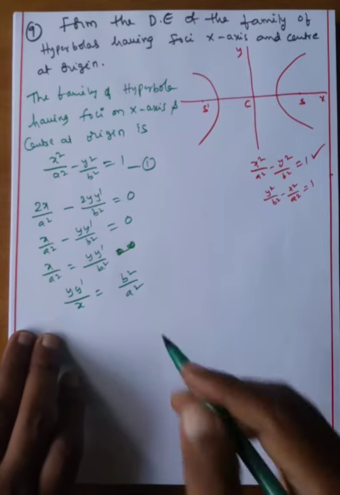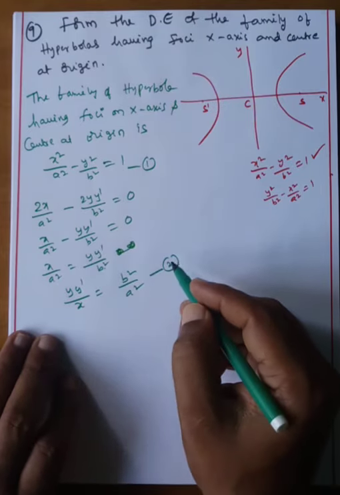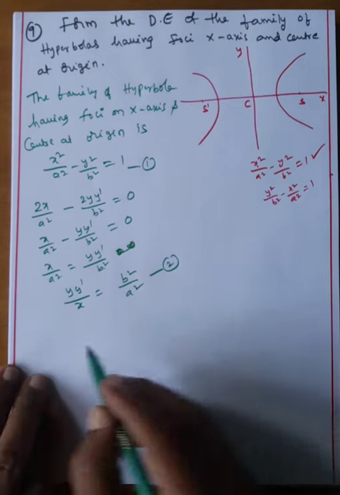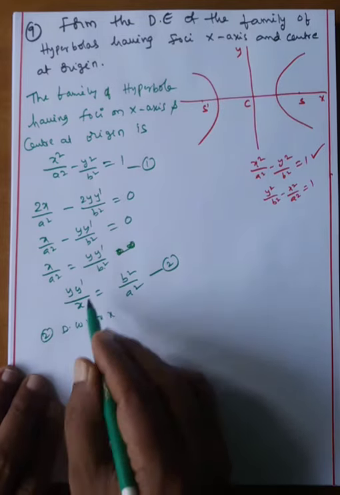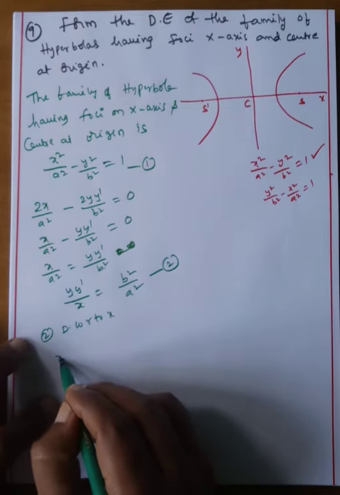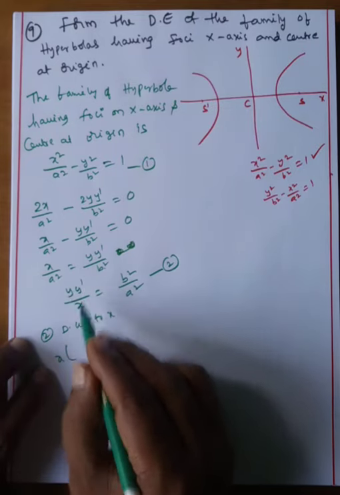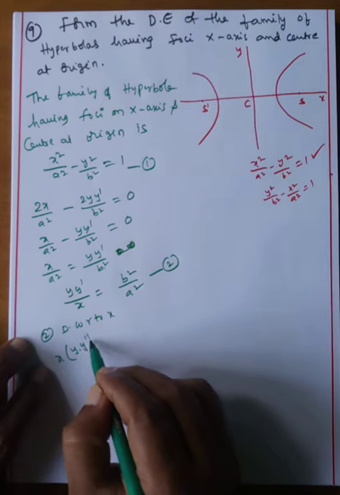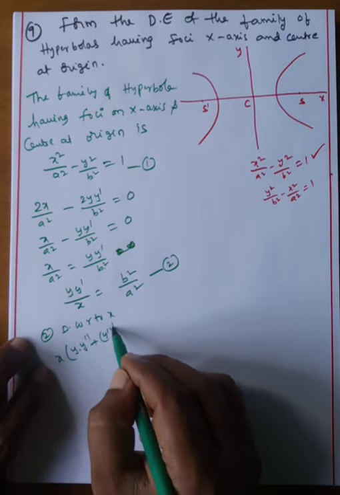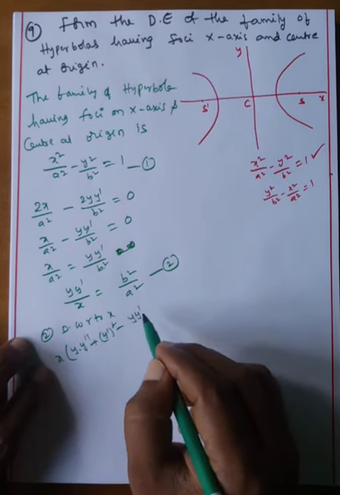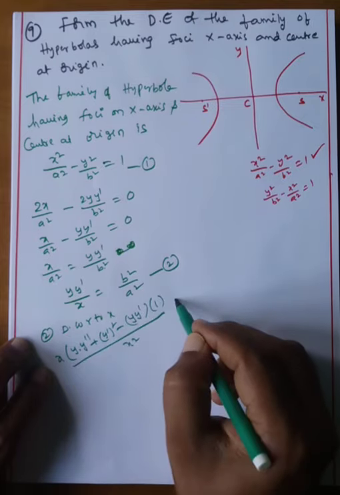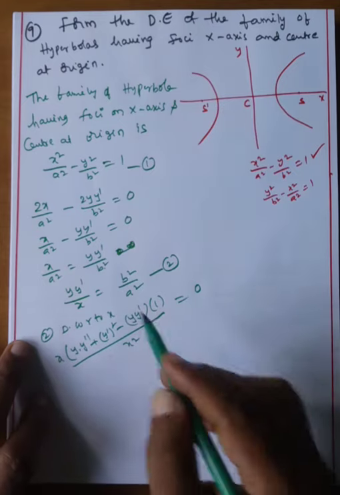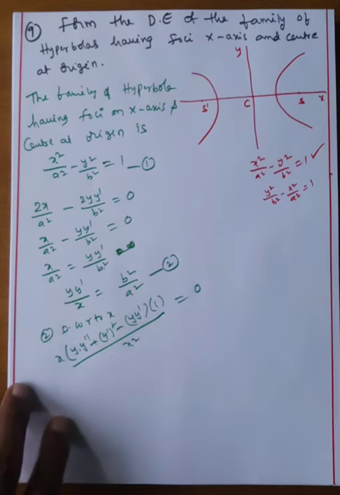Okay, this is equation number 2, y dash by x. Now differentiating with respect to x again, using the u by v method. First x into this derivative, y double dash plus y dash square, minus y dash into the derivative of x, divided by x square, is equal to 0, my dear students. b square by a square is totally constant, so that is equal to 0.